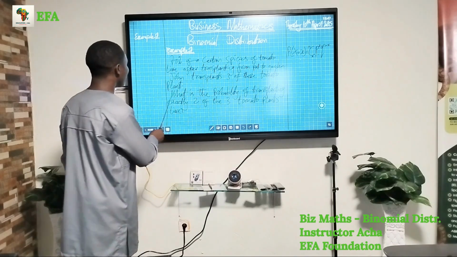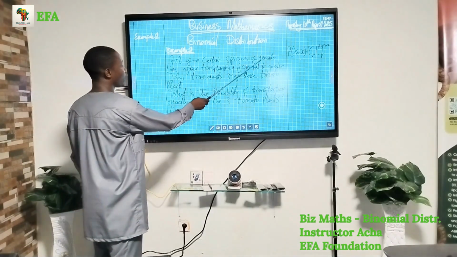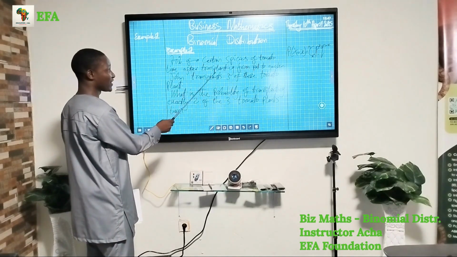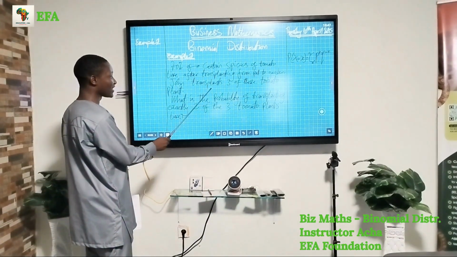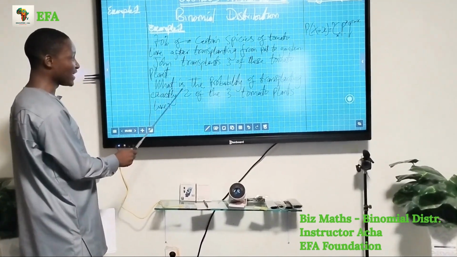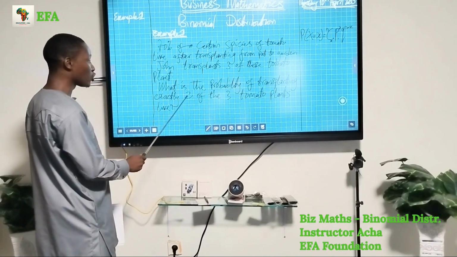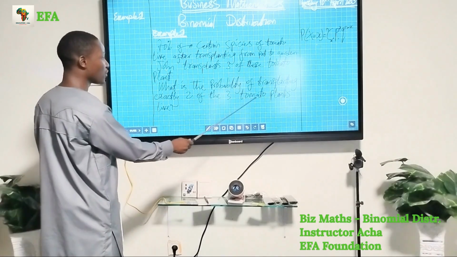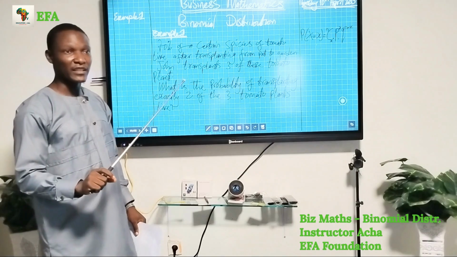Now, example 1. 70% of a certain species of tomato live after transplanting from pod to garden. John transplants 3 of these tomato plants. What is the probability that exactly 2 of the 3 tomato plants live? Now we'll look at this question carefully.